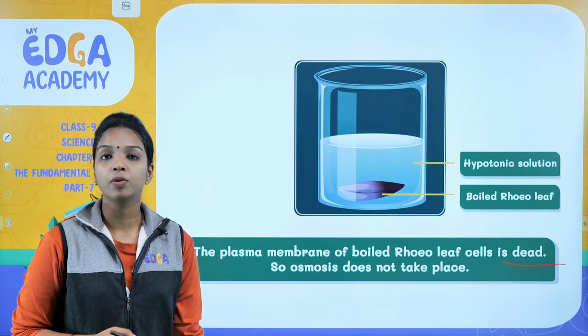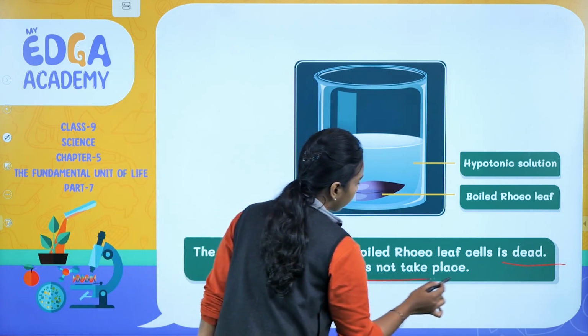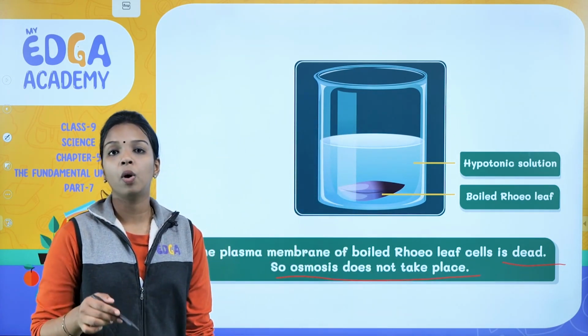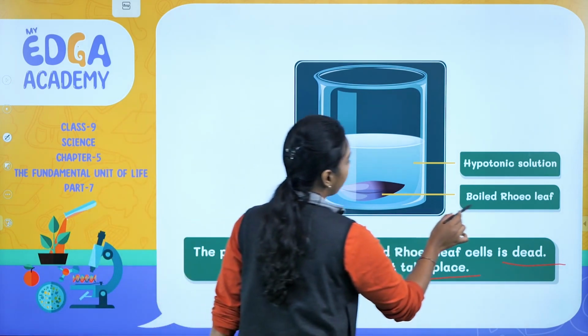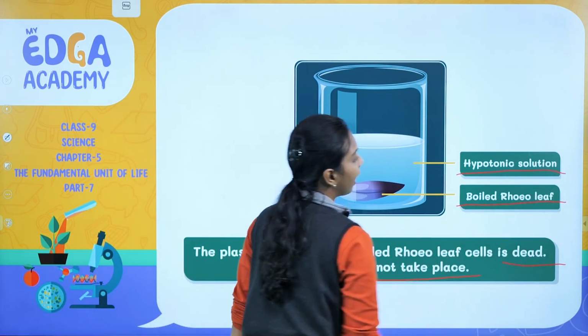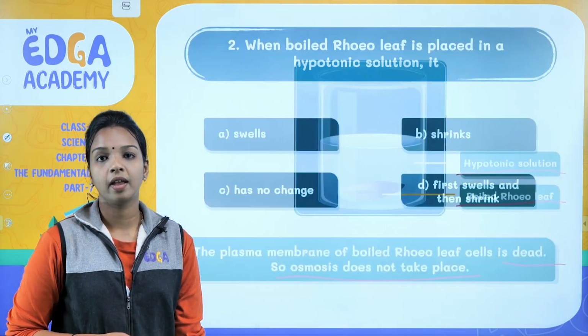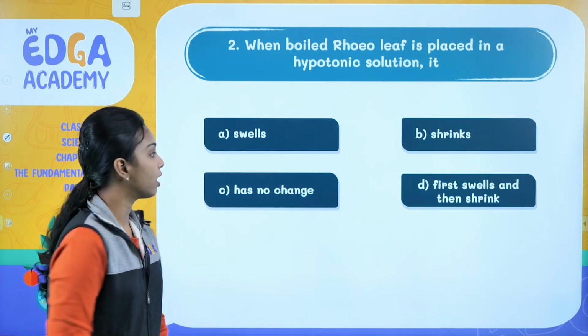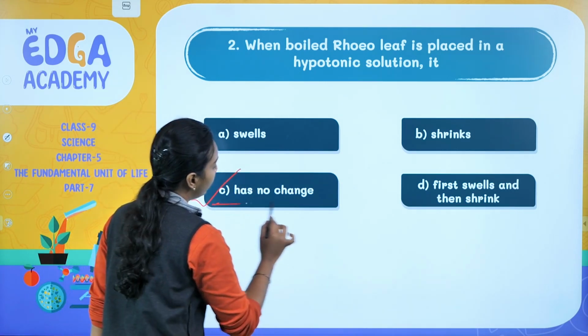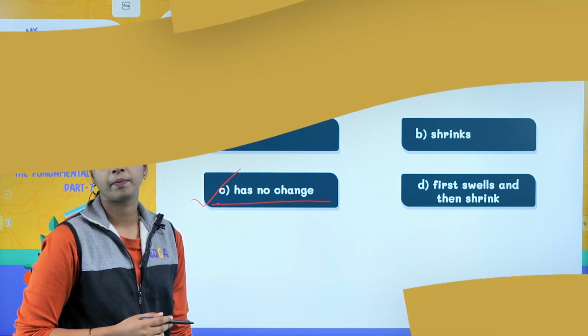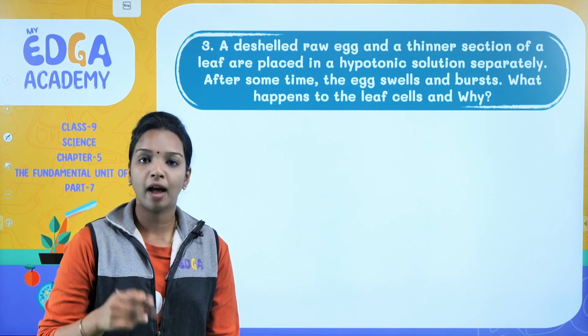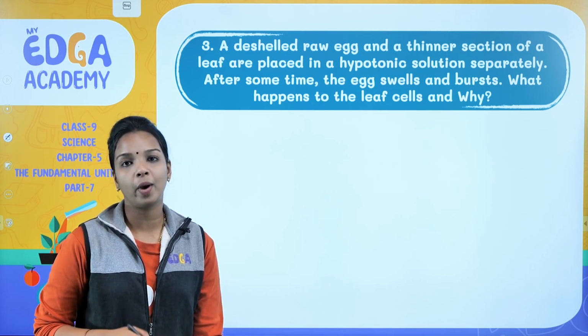That is, osmosis does not take place. So, when boiled Rheo leaf is placed in a hypotonic solution, it will have no change. Hence, the correct answer is option C, it has no change. Now, let's move on to the third question.